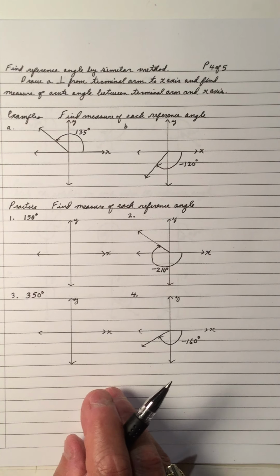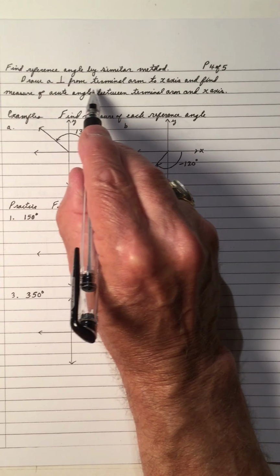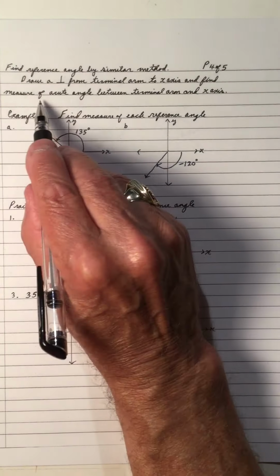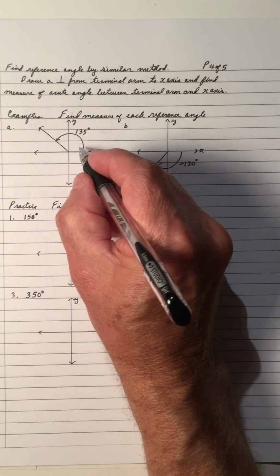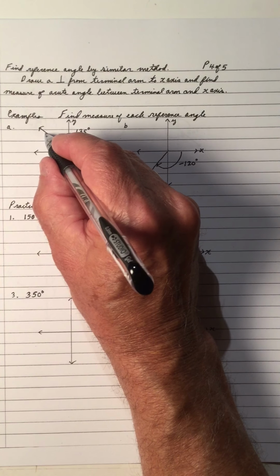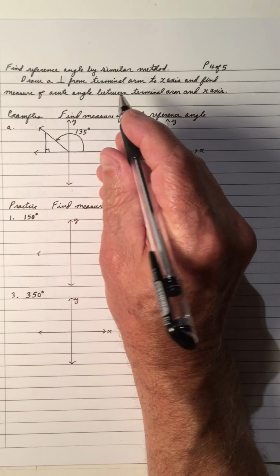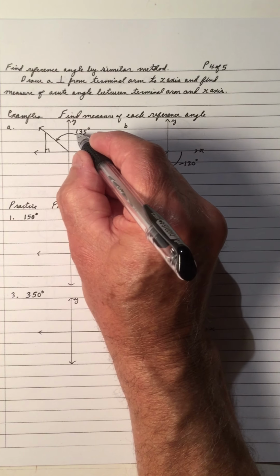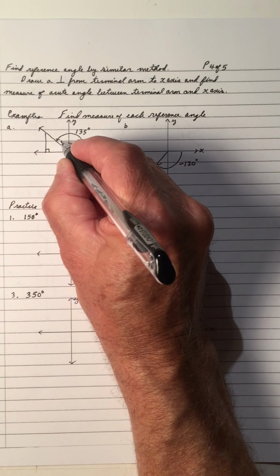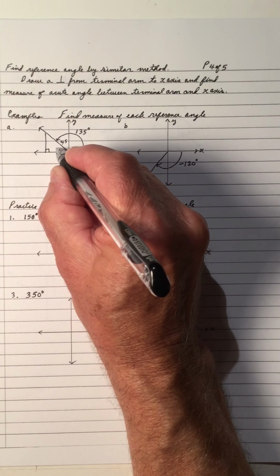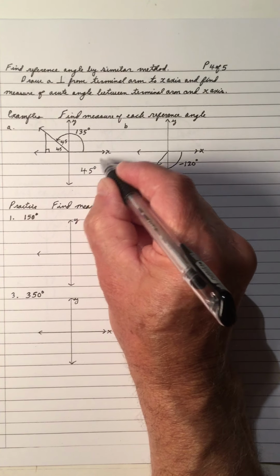Another way to find the reference angle is to draw a perpendicular from the terminal arm to the x-axis and find the measure of the acute angle between the terminal arm and the x-axis. So here's the rotation of 135. Drop a perpendicular down here and make a 90-degree angle. So this is 135, which means the angle here is 45. So the reference angle is 45.